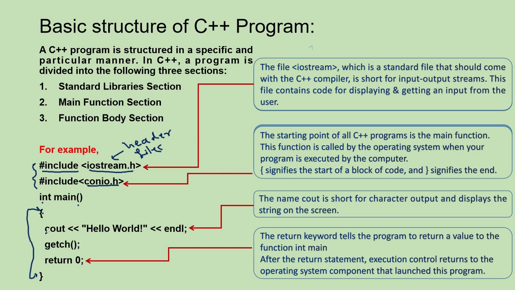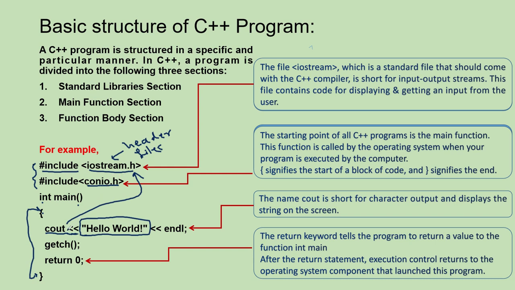Now this cout is nothing but a keyword, and this operator is used to display. The combination of this is used to display the string. This string will be displayed on the screen. This is the output enclosed in double quotation marks here. Hello world will be displayed. But the work of display, where is it defined, how is this cout working?